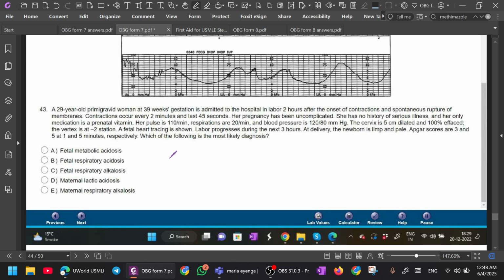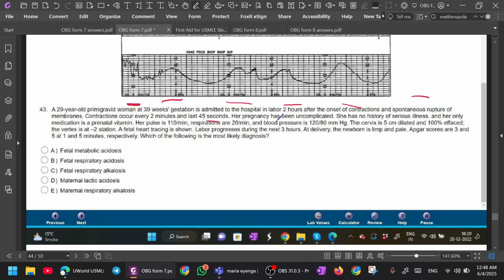A 29-year-old primigravid woman at 39 weeks of gestation is admitted to the hospital in labor 2 hours after the onset of contractions and spontaneous rupture of the membranes. Contractions occur every 2 minutes and last 45 minutes. Her pregnancy has been uncomplicated. She has no serious illness. Her only medication is a prenatal vitamin.